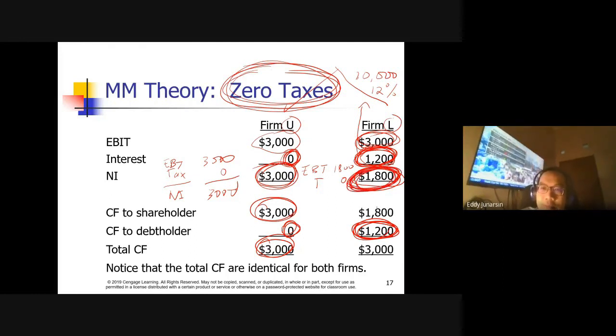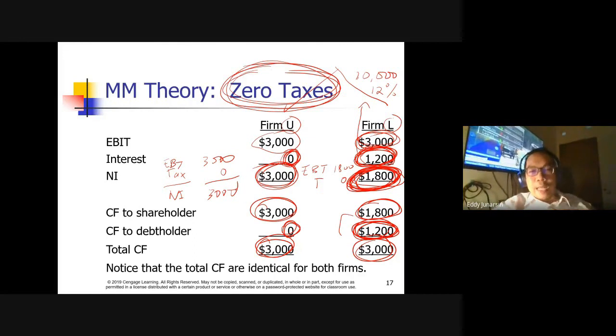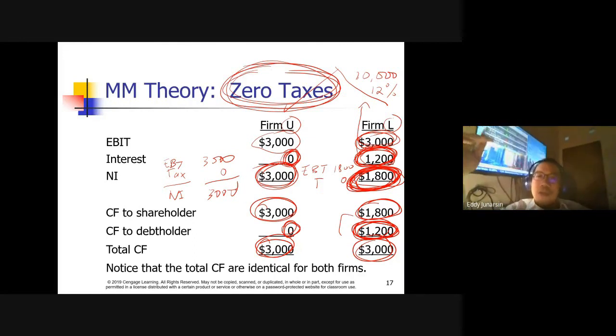1,800, right? The net income. So if we total them, we get 3,000. This is what Modigliani and Miller said, right? So if you compare the total cash flows enjoyed by investors, they're just the same, right?